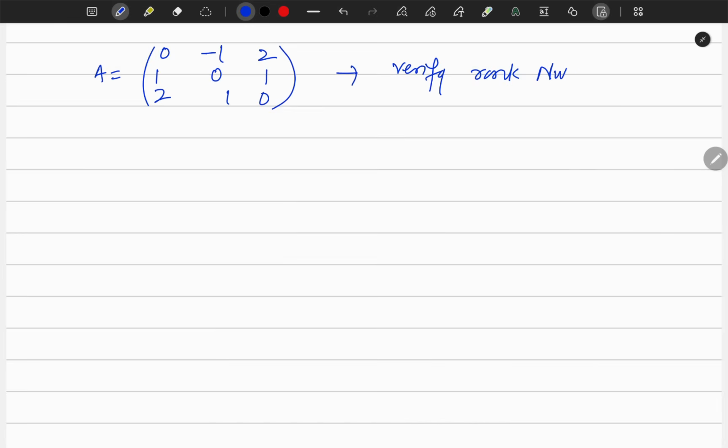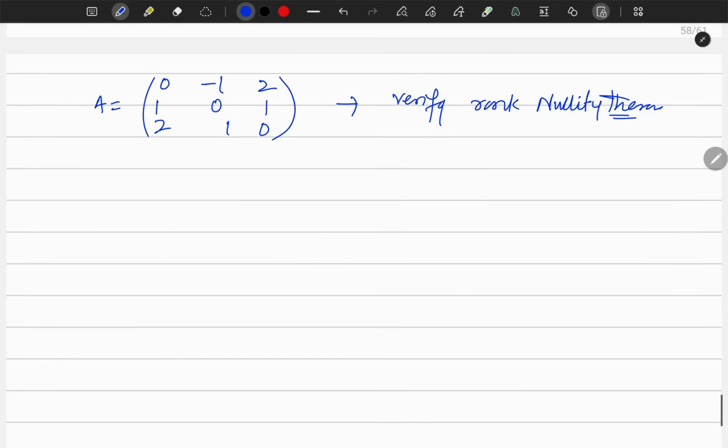Sometimes the question may be in this way. Please be attentive. Sometimes they will give you the matrix. For example, A is the matrix 0, minus 1, 2, 1, 0, 1, 2, 1, 0, and they will ask you to verify the rank nullity theorem. You can do it in two ways. A matrix gives you the linear transformation, and a linear transformation gives you the matrix, as I told.